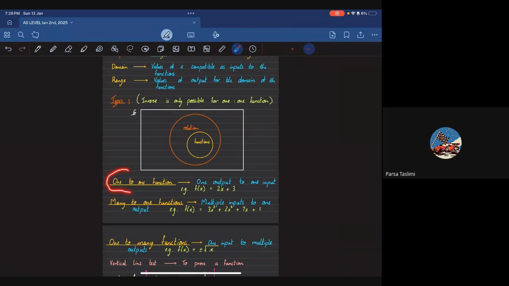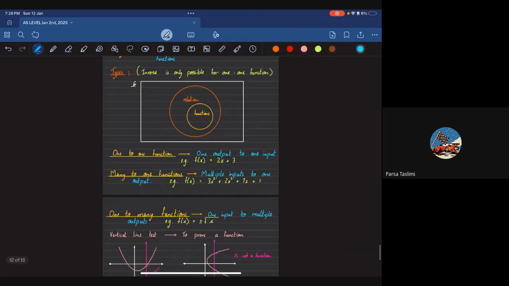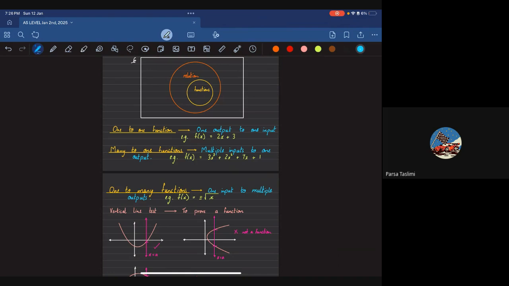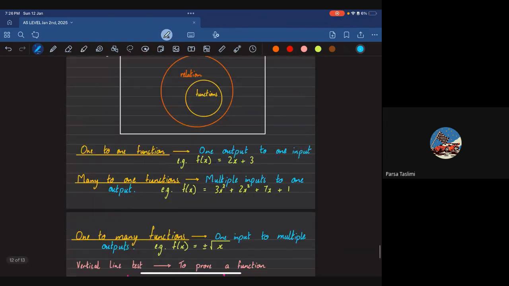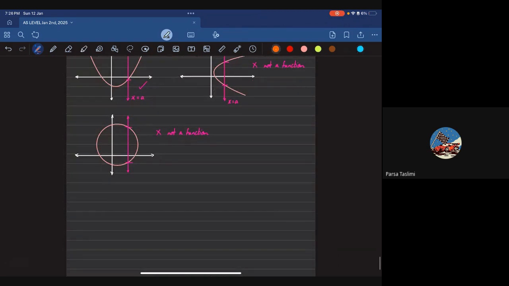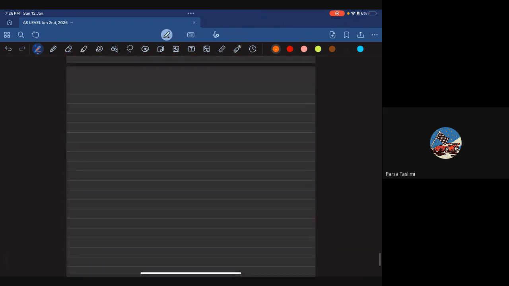All right. And at the beginning, I said that inverse is only possible for one-to-one function. So that means the inverse is only possible for this guy. Why is that the case? We'll see. Because now we're going to have to calculate inverse. So next up is how to calculate the inverse of a function.